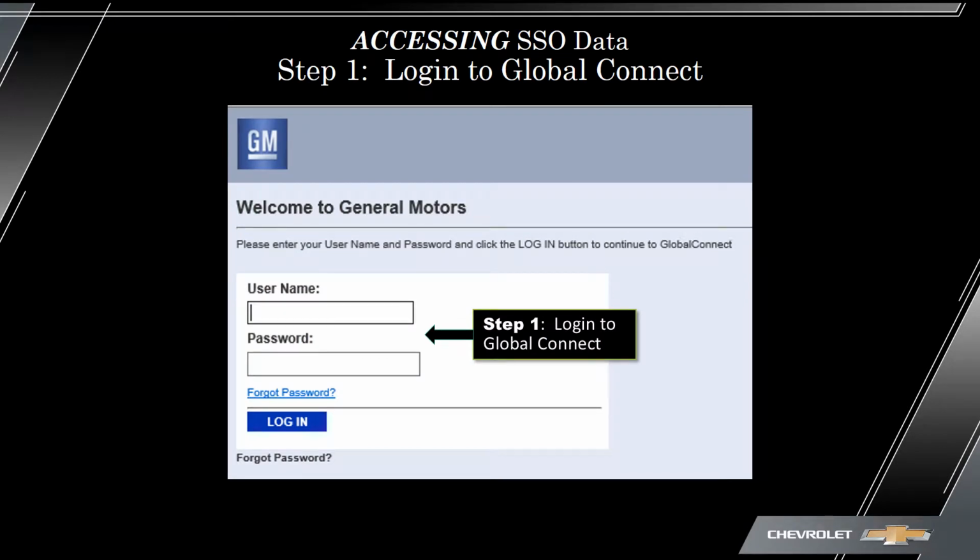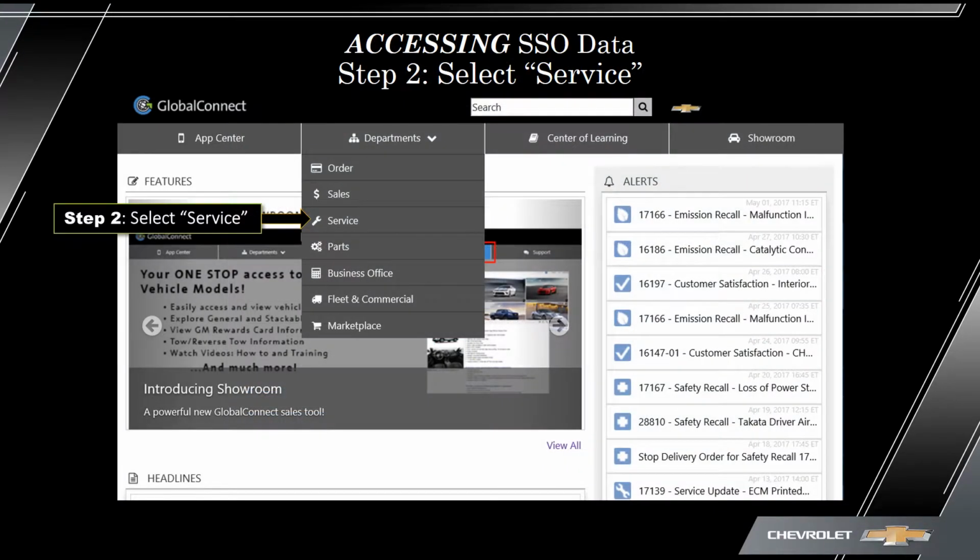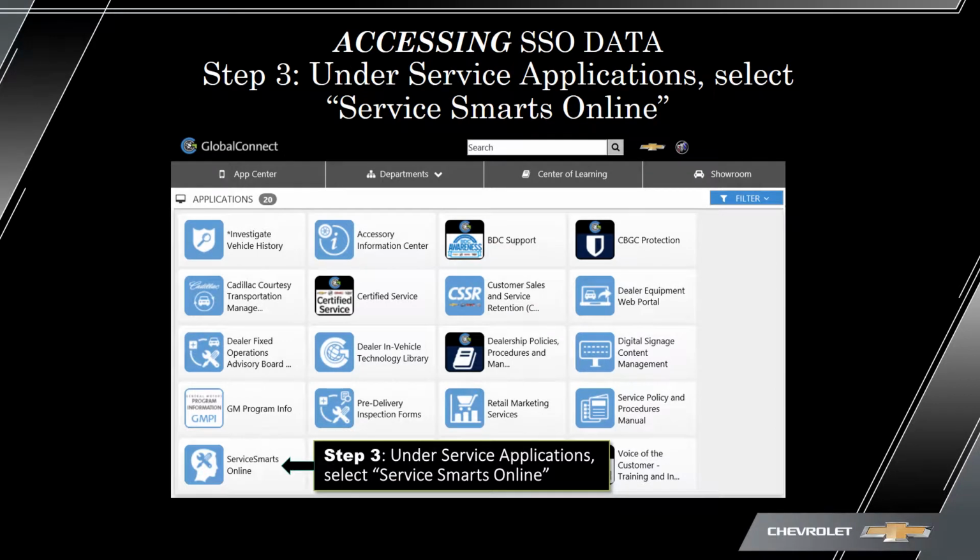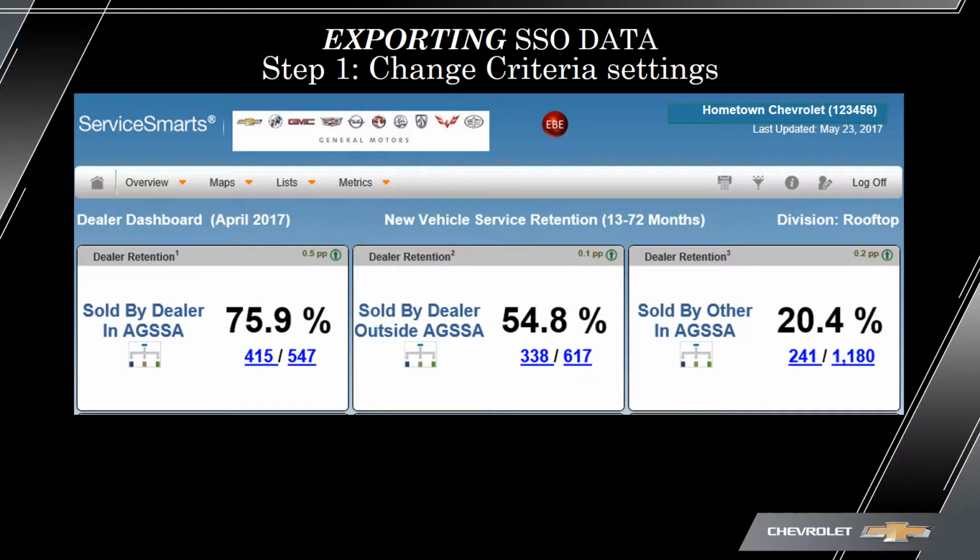Let's begin by accessing Service Smarts Online data. First thing we want to do is log on to Global Connect using your username and password. At that point, go to the App Center, click on Service. Once you're in Service, click on Service Smarts Online. And this is the look you'll get right here.